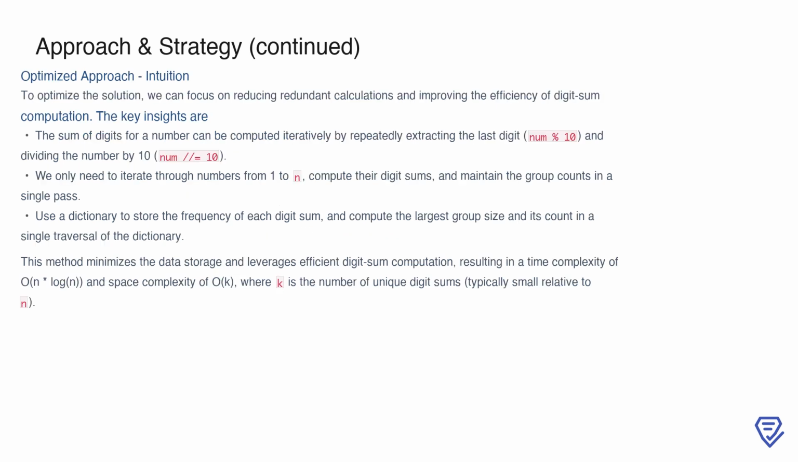Now, let's consider an optimized approach to improve the efficiency of the solution. The main focus here is to eliminate redundant calculations and streamline the digit sum computation. One efficient way to calculate the digit sum is by extracting the last digit of the number using the modulus operator and then dividing the number by 10. This process is repeated iteratively until the number is reduced to 0. Using this method, we can compute digit sums in a single pass through the numbers from 1 to n.